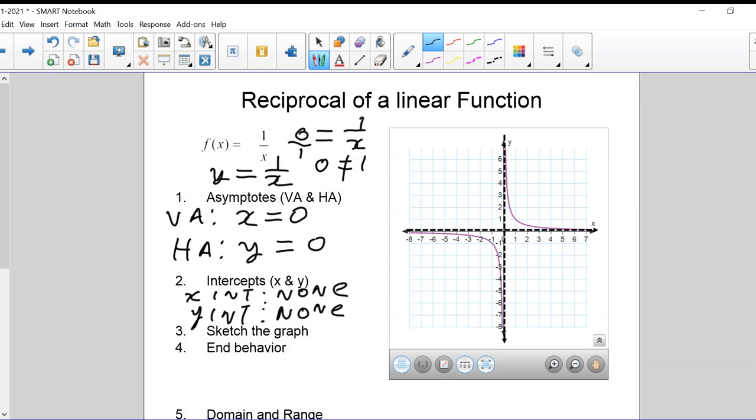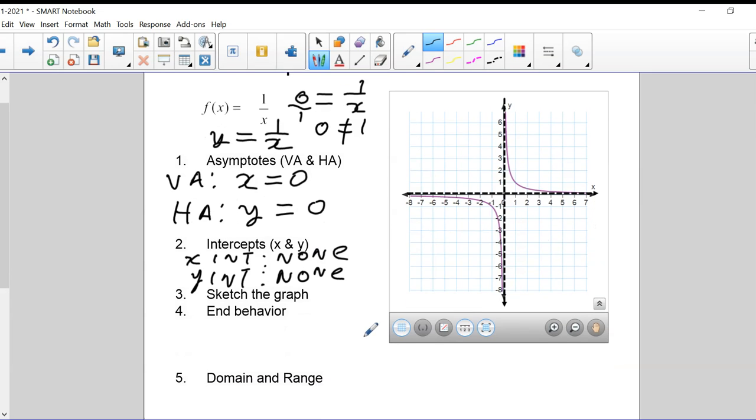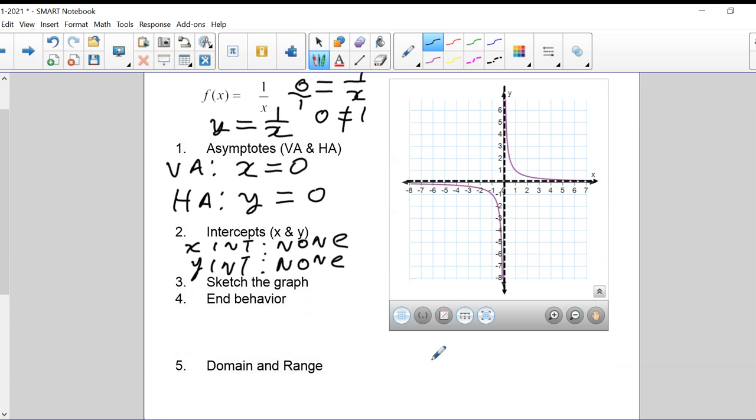So we sketched the function. That was number 3. The function is already there, drawn by the smartboard. That's why I'm using the smartboard today. End behavior. Think back to when we were doing end behavior at the beginning of this course. We talked about Q this and Q that, from Q3 to Q1, from Q2. That's how we described end behavior back then. But that's not going to work now. So we can't use the quadrants to describe end behavior.